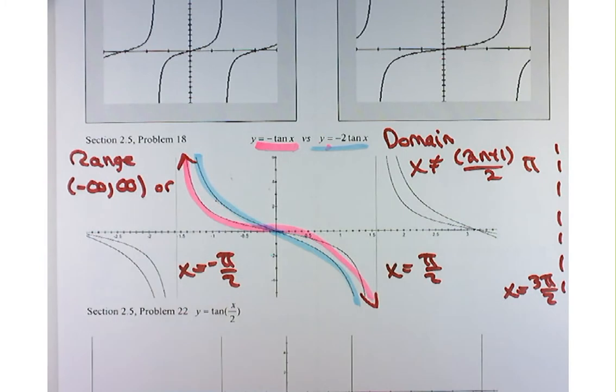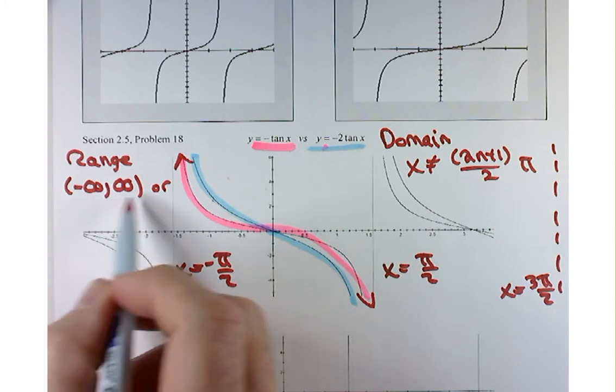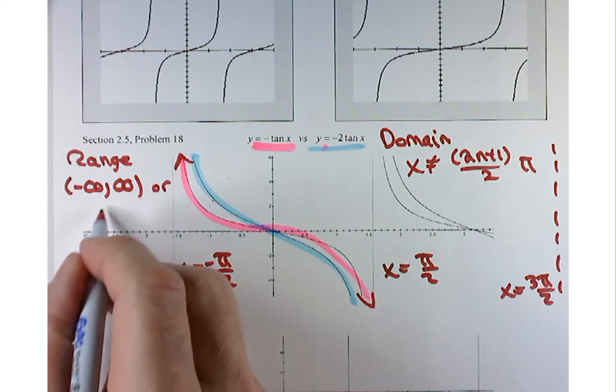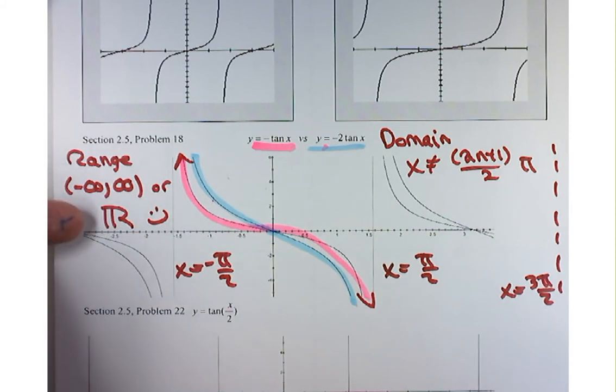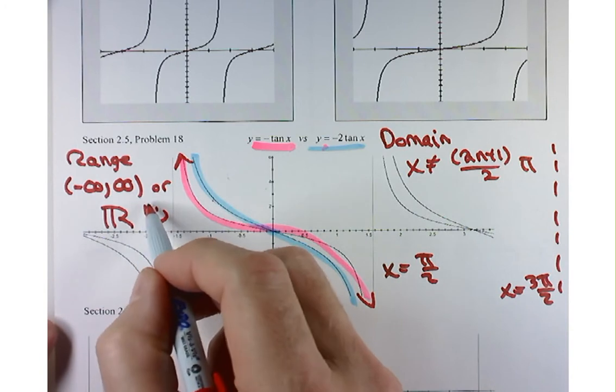Now I'll give you a little chance for some extra credit. If on a test you run into this answer -infinity to infinity, and instead of that you write script R, woohoo, that's a bonus point. I like that. Script R just really means all real numbers. It's just something that I picked up in graduate school or undergrad or someplace, but I always kind of like that notation. I think it's kind of convenient.